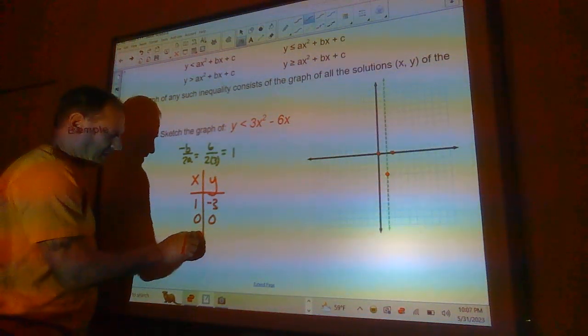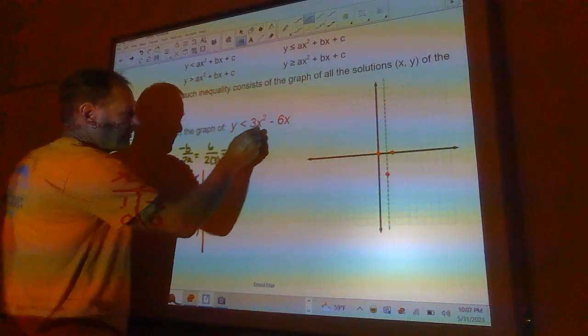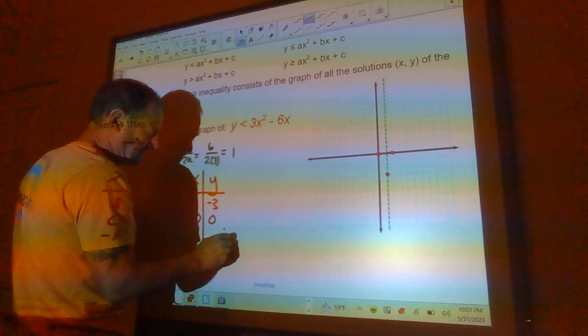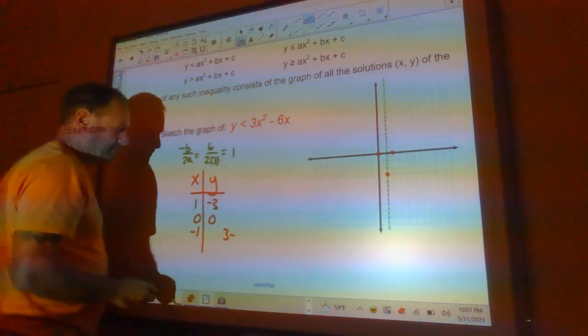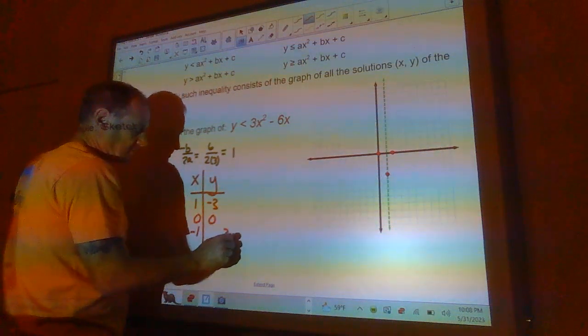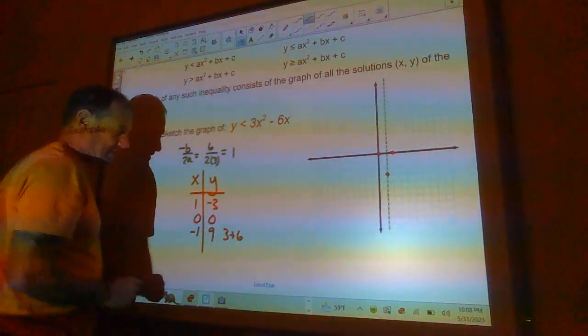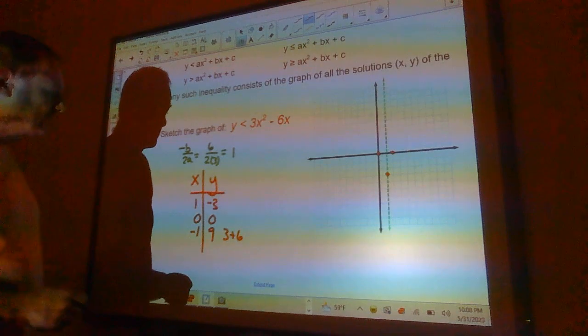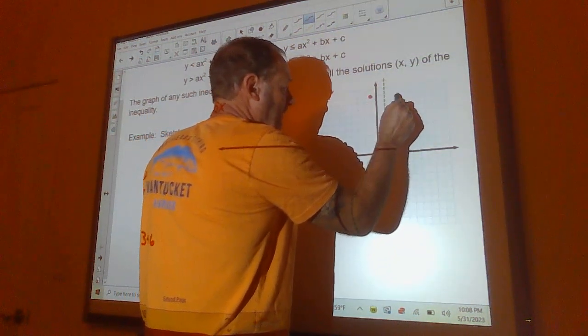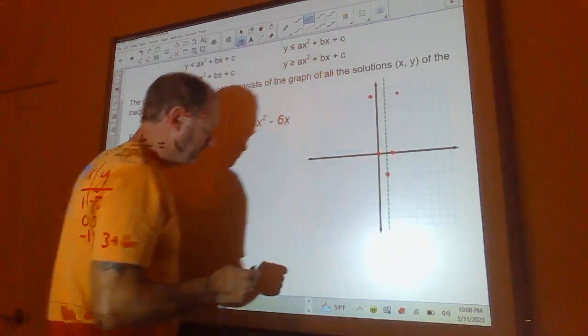If I put in negative 1, I'm going to get negative 1 squared is 1, times 3 is 3. Minus, it's actually plus 6, so it's going to be 9. Okay, so negative 1 is going to give me 9. And I'm also going to get 9 here at 3.